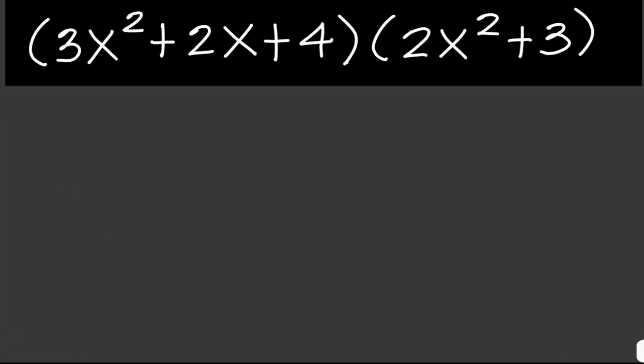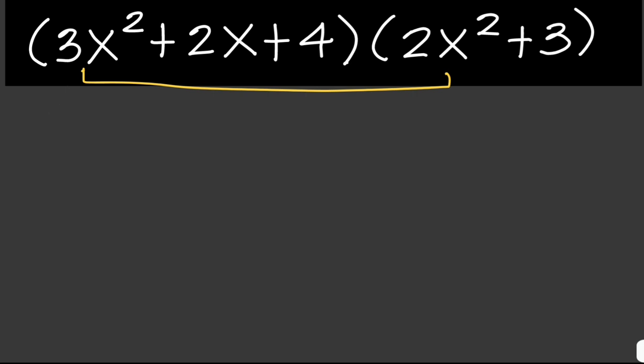Alright, what if we're given this problem? So this multiplication, we multiply this trinomial by this binomial. So how are we going to solve this? All we have to do is distribute, or multiply, each of the terms in the first expression to the terms in the second expression.